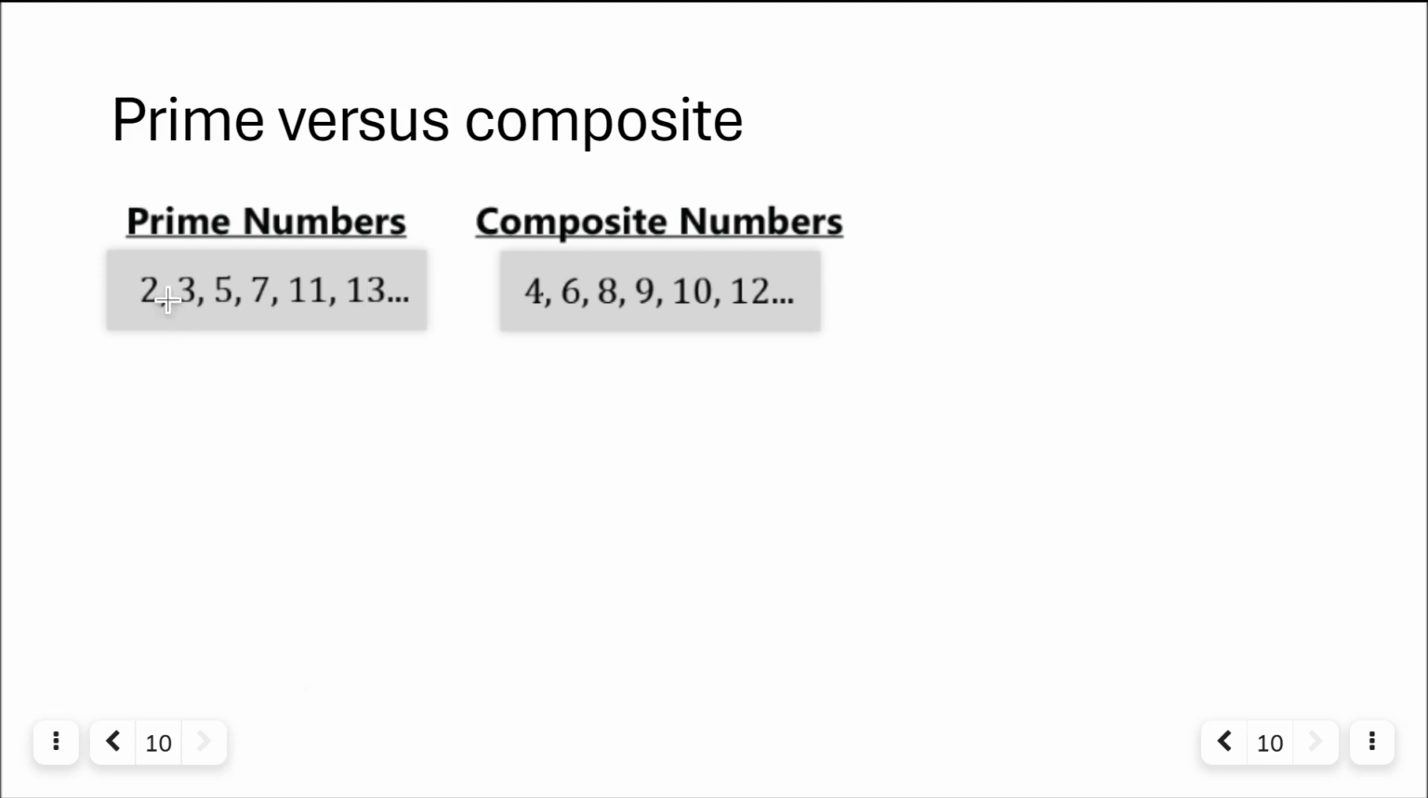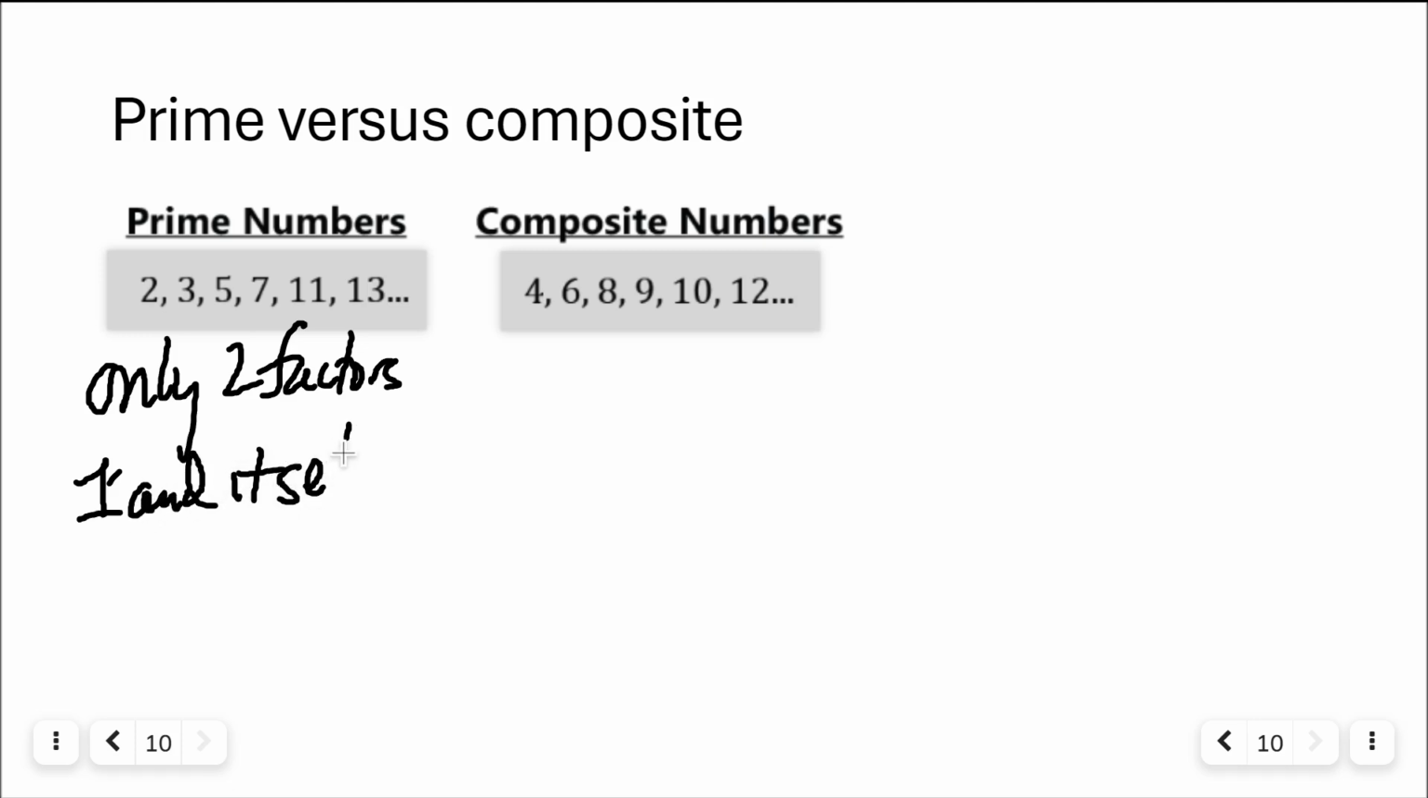And again, finally, prime numbers only have 2 factors, 1 and itself. 1 times 2 is 2, 1 times 3 is 3, 1 times 5 is 5, 1 times 7 is 7, 1 times 11 is 11, 1 times 13 is 13, and there's no other way to multiply and get any of these numbers other than 1 times that number.